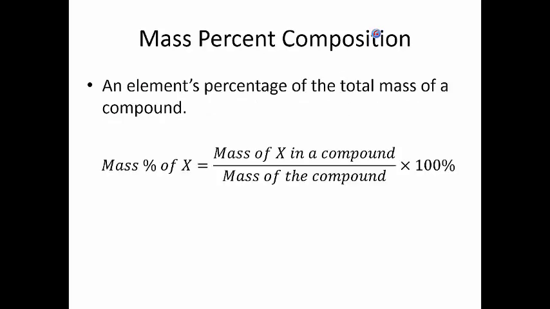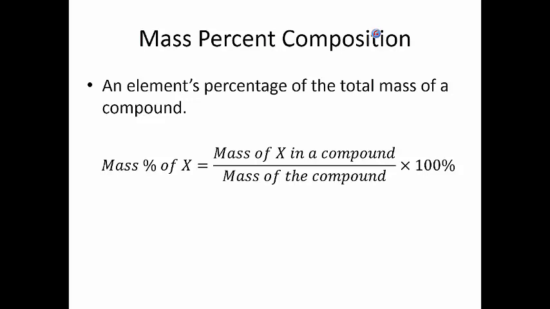We're going to start with a definition. The mass percent composition is defined as the percent of an element in the total mass of a compound. So when we use the word percent composition, we are referring to a percent by mass. So here we have a general formula. The mass percentage of X, where X is any element, is the mass of X in a compound divided by the total mass of that compound, then times 100%.